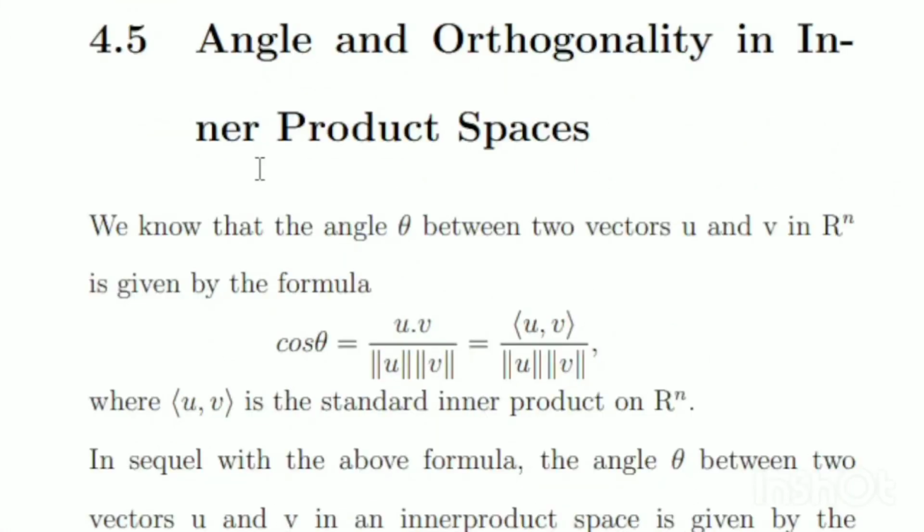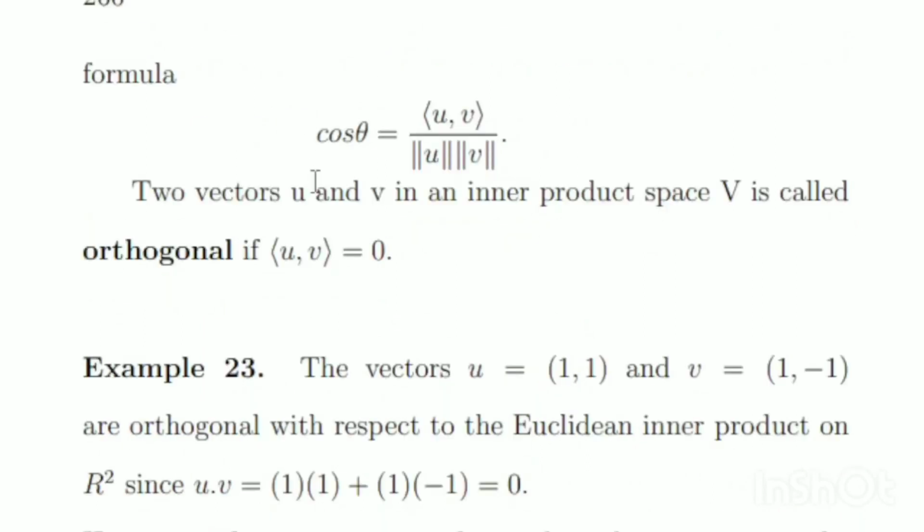Angle in an inner product space. An angle theta between two vectors u and v in Rn is given by the formula, as you all know, cos theta equal to inner product ⟨u, v⟩ divided by norm of u into norm of v, where inner product ⟨u, v⟩ is the standard product of Rn. And we are using here norm of v equal to square root of inner product ⟨v, v⟩. So we have the formula cos theta equal to inner product ⟨u, v⟩ by norm u into norm v.